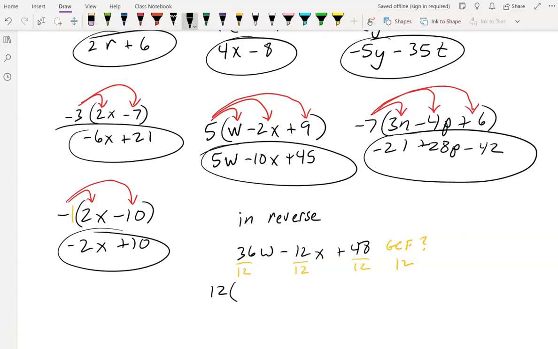Well, 36 divided by 12 is 3, so that would be 3w. Minus 12 divided by 12 is 1, x. I don't need the 1. I can just put the x there because it is 1x. And then 48 divided by 12 is 4. And I have used the distributive property in reverse to factor, to go the other direction. So sometimes you'll have to do that too. Probably not today, but sometime. So it's good to have that tool in your toolbox in case you ever need it.